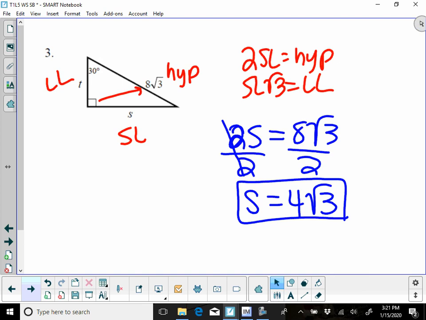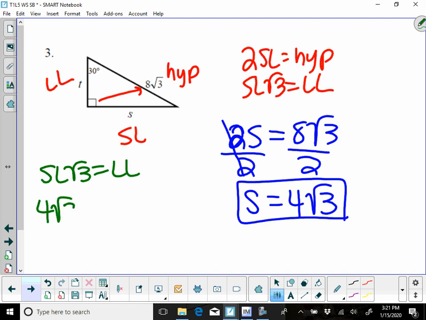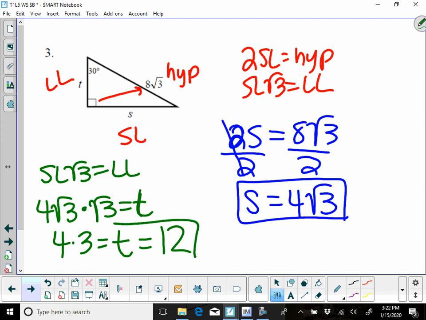Now for the long leg, short leg times square root of 3 is the long leg length. So 4 times the square root of 3 times the square root of 3 equals T, our long leg. So the square root of 3 times the square root of 3 is just 3. So T equals 12.